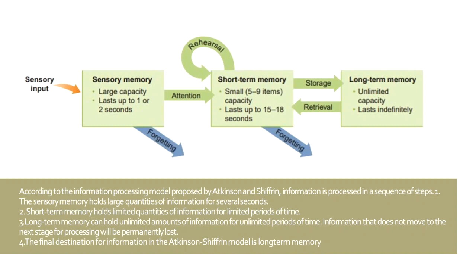The short-term memory holds limited quantities of information for limited periods of time, and the long-term memory can hold unlimited amounts of information for an unlimited period of time. The information that does not move to the next stage for processing will be permanently lost. So again, it's important, especially for significant information or highlights, to go into our long-term memory, or else it will be deleted or forgotten. The final destination for information in the Atkinson-Shiffrin model is the long-term memory storage.